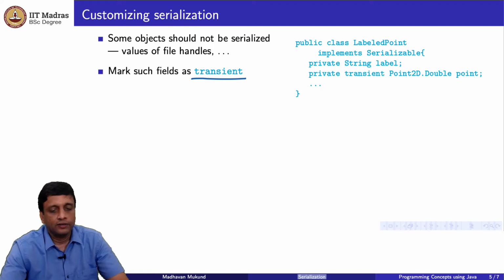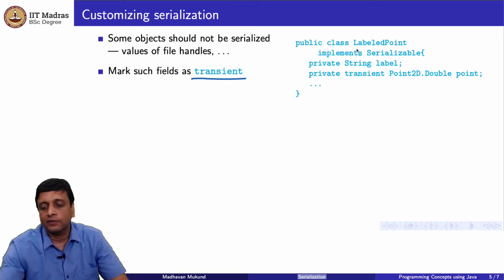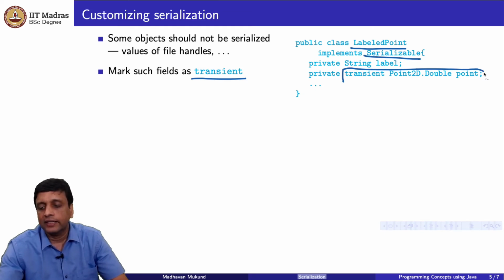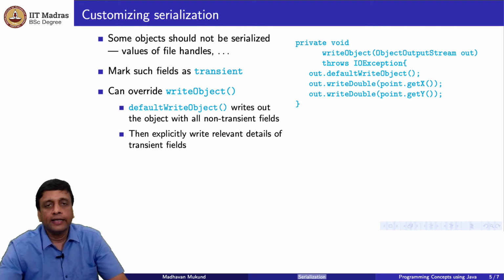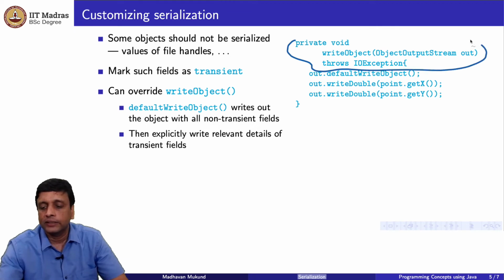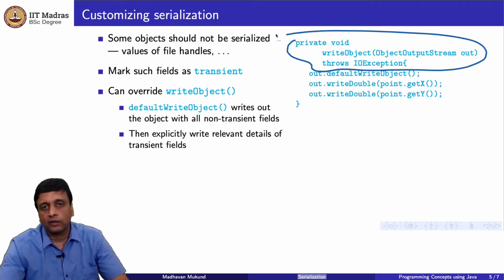If you mark something as transient, this is a new modifier, it says that this field should be skipped when serializing. For example, here we have a class called LabeledPoint. It allows serialization, but it has a field inside it which is a Point from some other class, which it marks as transient. So when we serialize a LabeledPoint, this field will not get copied out. If we want to copy out this field faithfully, we have to do something ourselves. So we have to rewrite or override the writeObject. This is the signature of writeObject in general, which is given in the ObjectOutputStream class that we saw before.